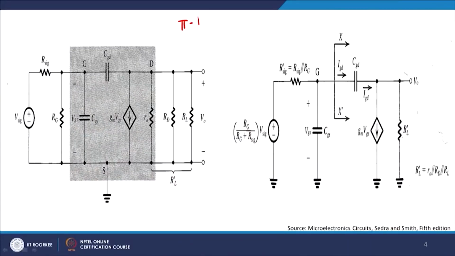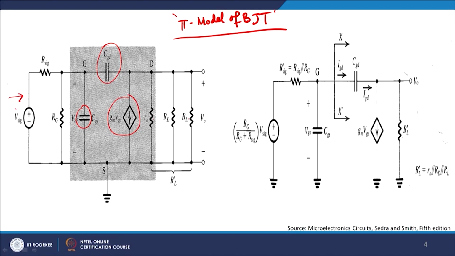So, this is basically your pi model of BJT that is used, right. And if you look carefully, it is CGD here and you have got CGS here, you have got current source gmVgs and r0, RD, RL, right. So, if you look from this side, from the left hand side, which is the input side, then a part of Vsig appears on the gate side given by this formula. So, Vsig into Rg upon Rg plus Rsig is the effective value.